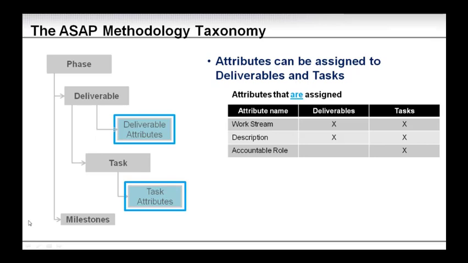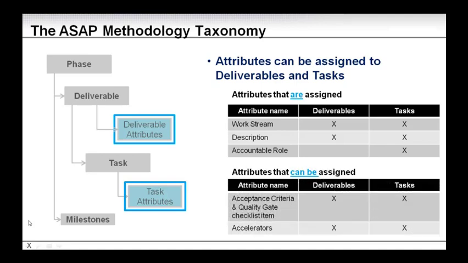So you will have a description for every single task and deliverable, and you will have a link to a work stream for every single task and deliverable. Accountable role is only assigned to tasks, since it is up to the project manager, the project design, to decide who you want to be accountable for a certain deliverable. Since it's not necessarily linked to the task, the only mandatory item is the assignment of accountable roles to tasks.